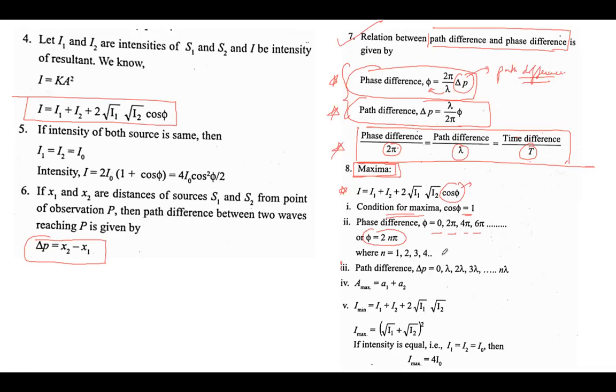और पाथ डिफरेंस डेल्टा P यहाँ पे क्या होगा मैक्सिमा के केस में? फेज डिफरेंस पता चल गया, फेज डिफरेंस डिवाइडेड बाय 2 पाई इंटू लैम्डा कर देंगे तो हमारा पाथ डिफरेंस हो जाएगा. तो ये क्या हो गया, 0 लैम्डा, 2 लैम्डा, 3 लैम्डा, n लैम्डा, ये पाथ डिफरेंस होगा तो मैक्सिमा एग्जिस्ट करेगा. एम्पलीट्यूड जब मैक्सिमा एग्जिस्ट करेगा A1 प्लस A2 हो जाएगा, है ना, बिकॉज जो हम लोग रिजल्टेंट एम्पलीट्यूड का फॉर्मूला देख रहे थे.